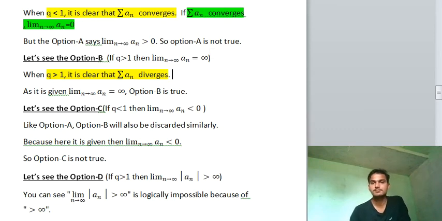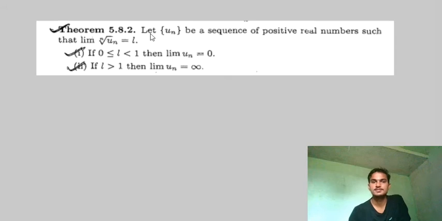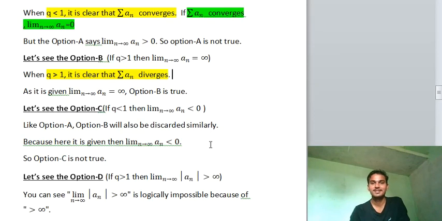I am showing the theorem to you, so you can see this theorem. If the limit of un to the power 1 by n is L, and when L is greater than 1, that is, the limit of un to the power 1 by n is greater than 1, then we can say the limit of the sequence un is infinity. So you can use this theorem here.